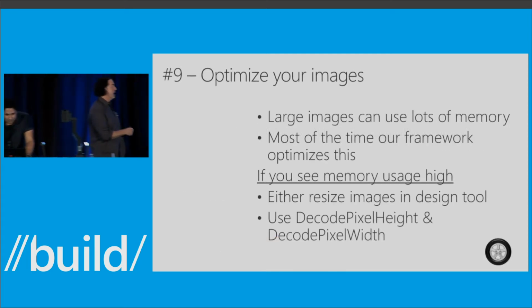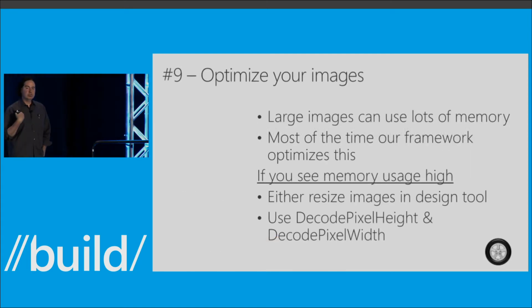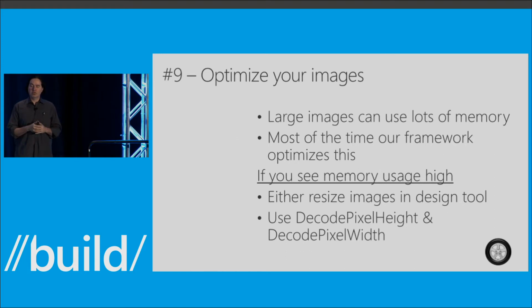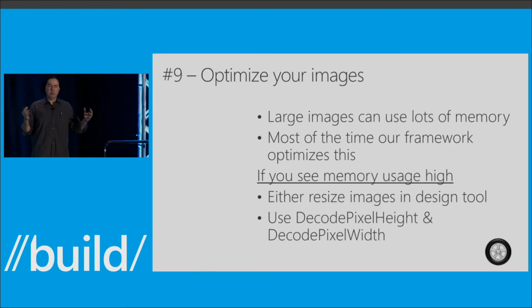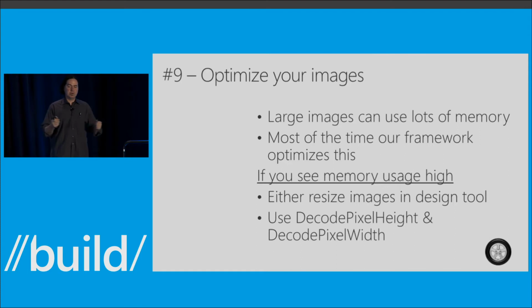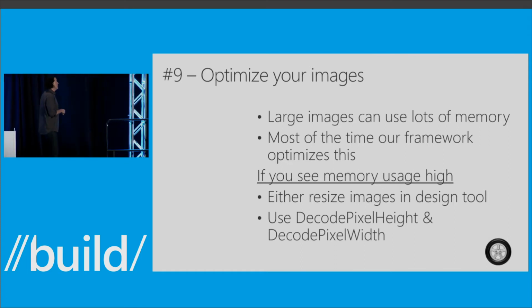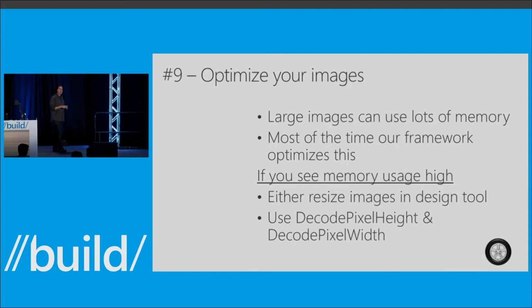Okay, so moving along, we're on our home stretch now. Guideline number 9 is about optimizing your images. We see a lot of applications use some very high quality images at times, and these can be several megabytes, and that can use a lot of memory. Most of the time, our framework tries hard to optimize it. So we try and only decode to render size. Sometimes we get it wrong.